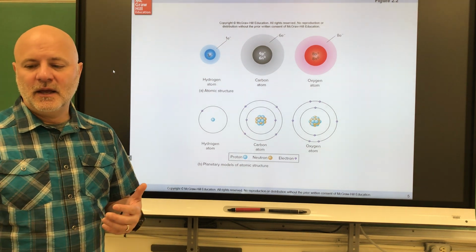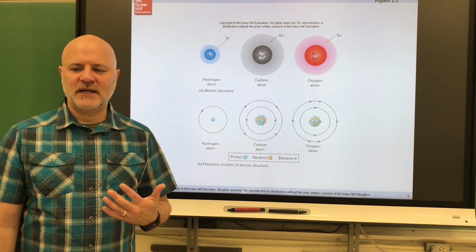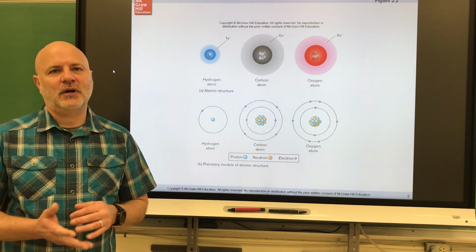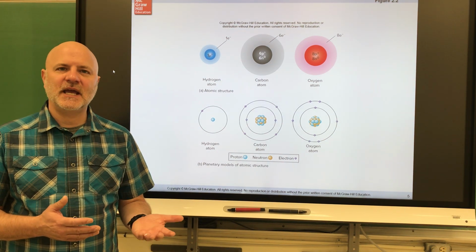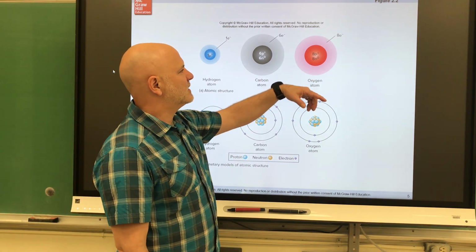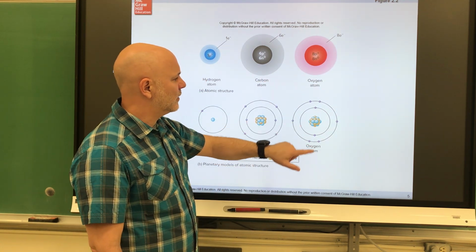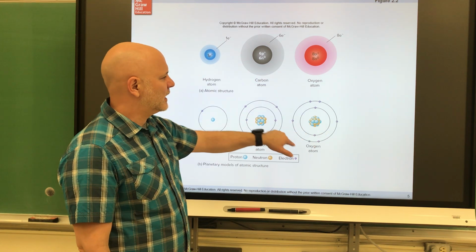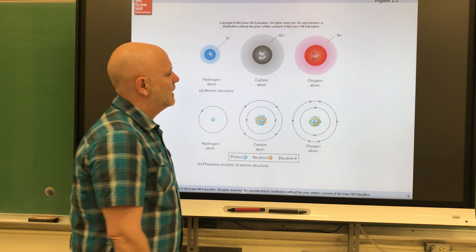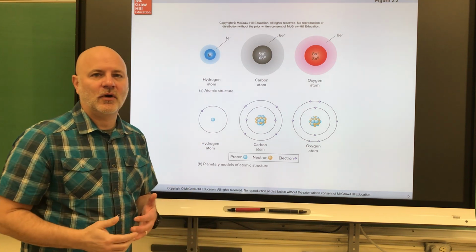Next is an ion, and an ion is a charged particle. This is an atom or a group of atoms that has either gained or lost an electron. If it has gained an electron, that atom becomes negative. Let's look at an example here. Here's an atom with an atomic number of 8, so it has 8 protons in the nucleus and 8 electrons flying around. If it gained 1 more electron, then it would have 9 electrons. The number of electrons would be greater than the number of protons, so it would have an overall negative charge.